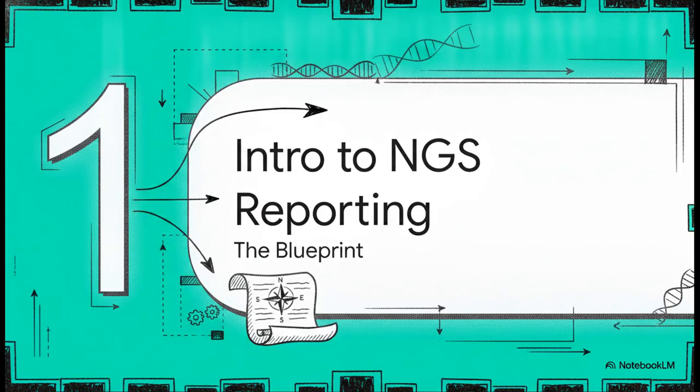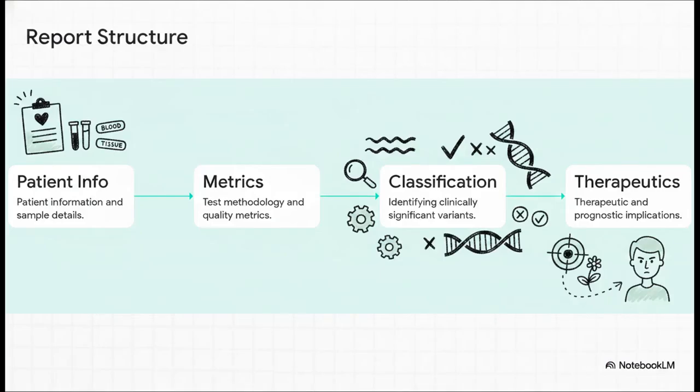Section 1, Introduction to NGS Reporting, the Blueprint. A clinical report isn't just some massive, intimidating spreadsheet of DNA letters. It's actually a highly structured document. It kicks off with the basics, patient information and sample details. Like, are we looking at a blood draw or a formalin-fixed tissue sample? From there, we move into the test methodology and the quality metrics, which basically validate the test itself. Then comes the real core of the report, identifying clinically significant variants and classifying them. Finally, we arrive at the absolute most critical part for the oncologist, which is the therapeutic and prognostic implications. Everything in this document flows toward one single goal, figuring out how to help the patient.